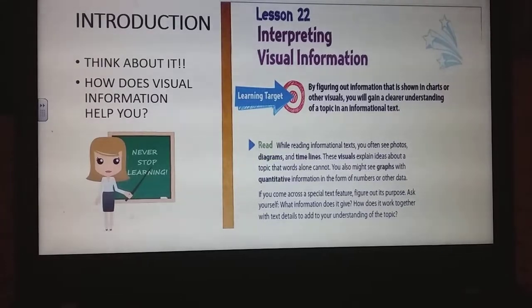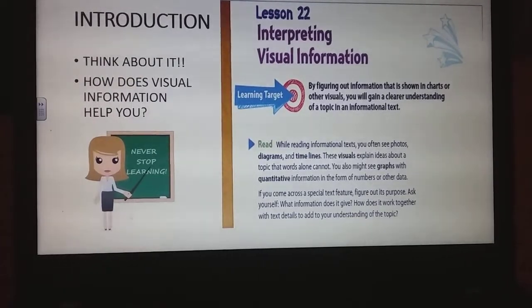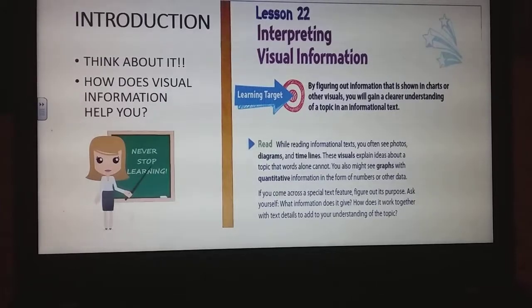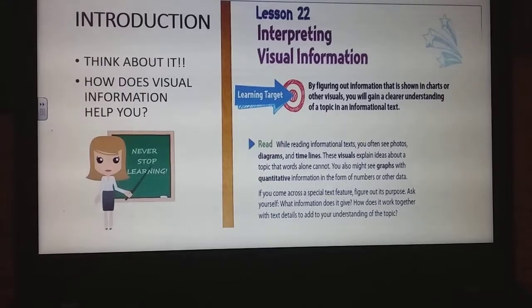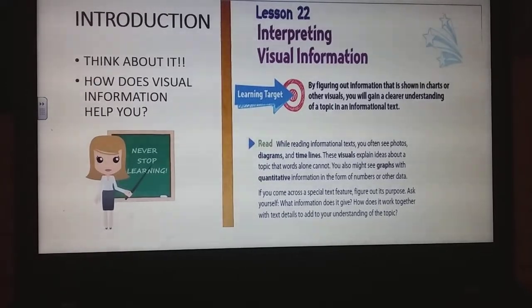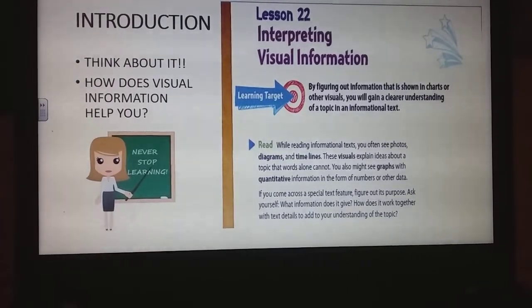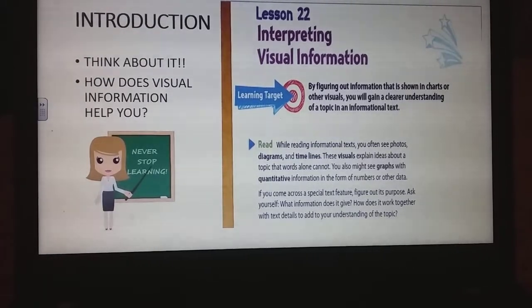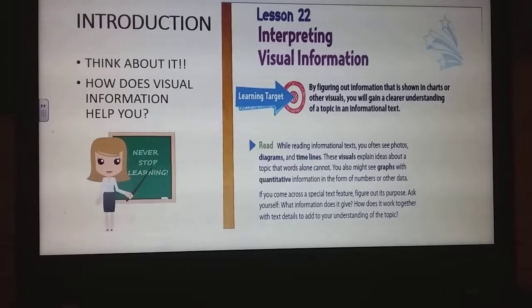Now, look at your learning target. It says, by figuring out information that is shown in charts or other visuals, you'll gain a clearer understanding of a topic in an informational text. So what that really means is, while reading informational text, a lot of times when you see photos, diagrams, and timelines, those visuals, those things that you see, explain ideas about a topic that words alone cannot really help you understand as well. So you may see things like graphs with quantitative information, or information in quantity and amount.